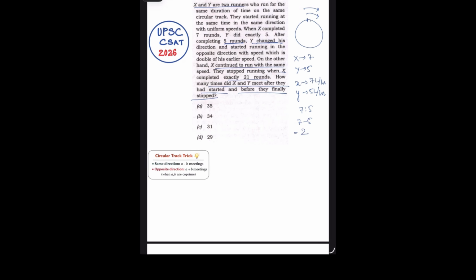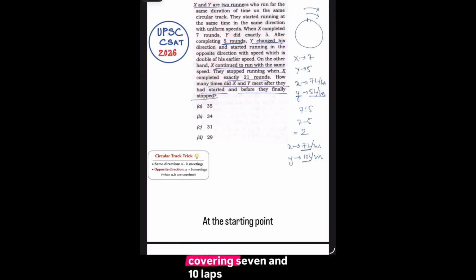It is given that after Y completes 5 rounds, that is after 1 hour, Y changes his direction. We are taking 1 hour because speed of Y is 5 laps per hour. So after 1 hour, Y changes his direction and doubles his speed. So X's speed will remain same. It will be 7 laps per hour and Y's speed will become 10 laps per hour. This means that X covers 7 laps in an hour and Y covers 10 laps in an hour. The ratio of their speeds will be 7 is to 10. 7 and 10 are co-prime numbers. Hence we can use this formula. So in 1 hour they will meet for 7 plus 10 times, which is equal to 17.